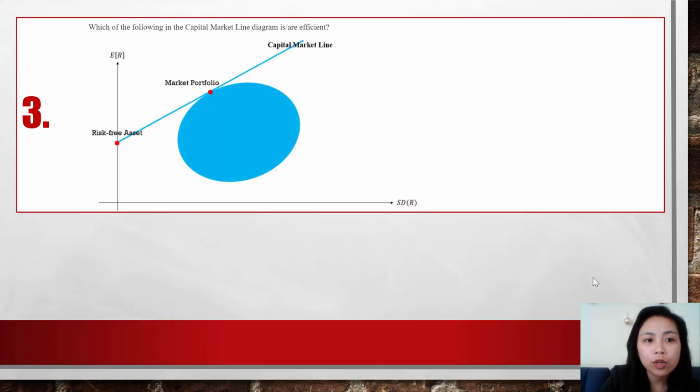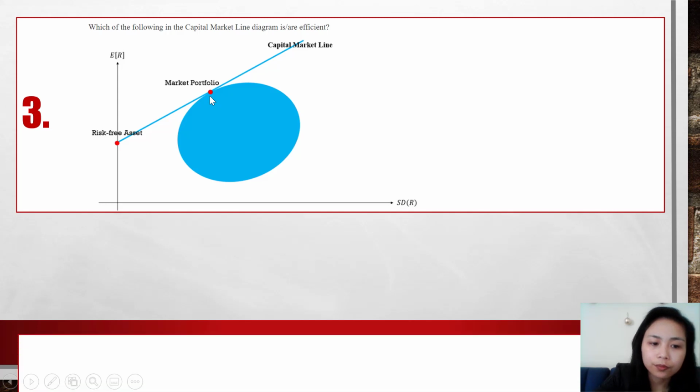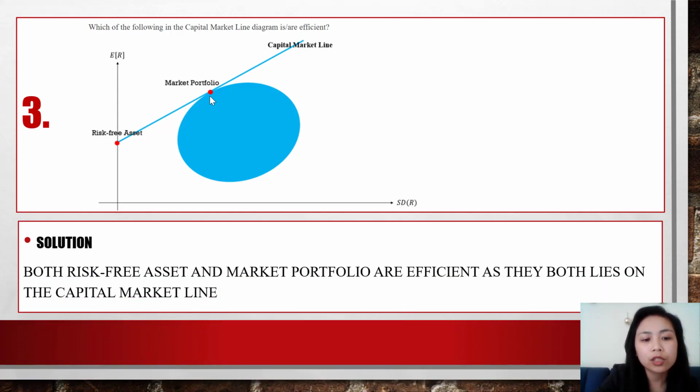Problem number 3, which of the following in the capital market line diagram is efficient? Remember from the capital market line, any portfolio, any asset that is right on the capital market line is said to be efficient. And here we have two assets, right? The risk-free asset RF and the market portfolio. So both of them are efficient, as they both lie on the capital market line.